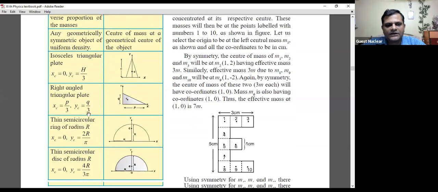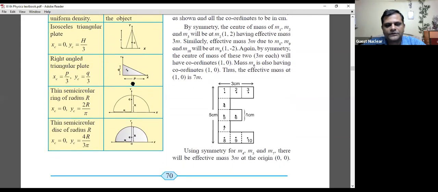Then again, right angle triangular plate अगर है तो उसके अगर दोनों sides हमको पता है, तो center of mass of such a right angle triangle plate lies at p/3, q/3 coordinates. मतलब x coordinate of center of mass will be p/3, where p is going to be the side along x-axis, and y coordinate of center of mass will actually be q/3, where q is going to be the side of the right angle triangle along y-axis.